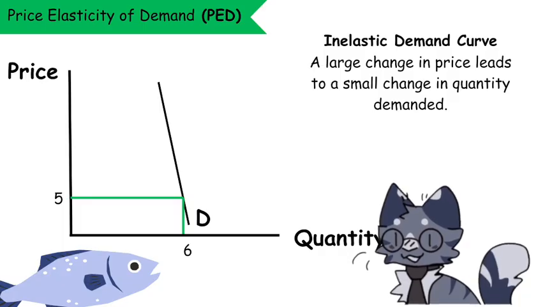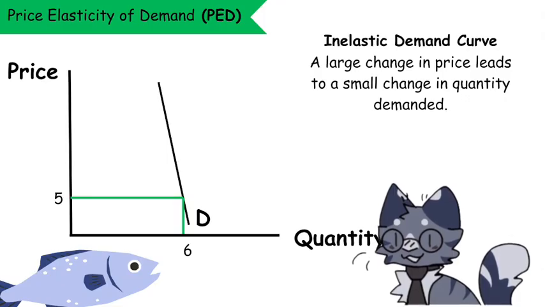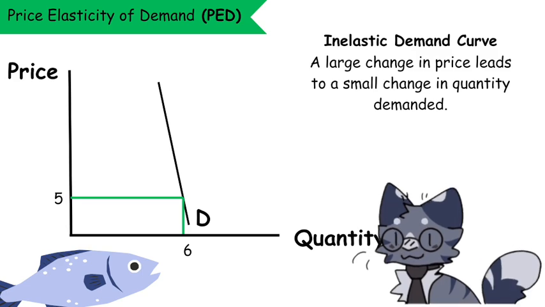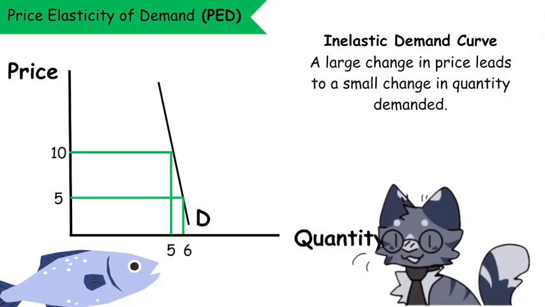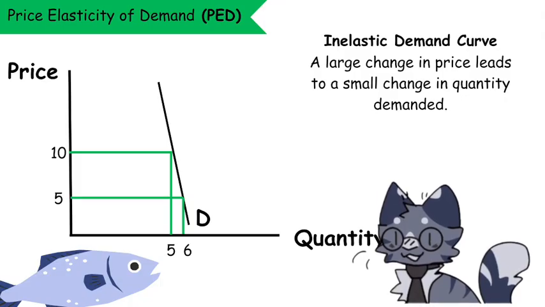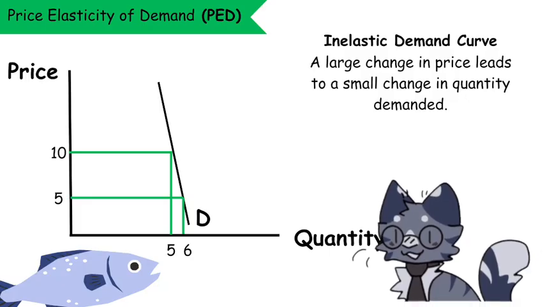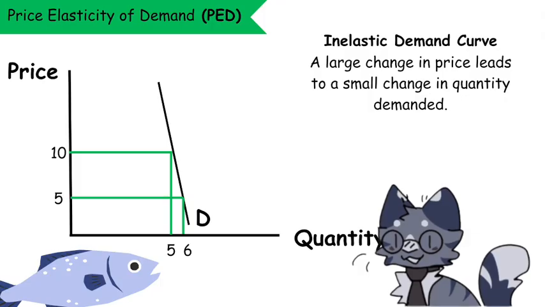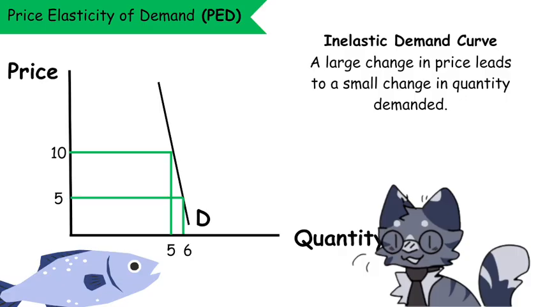Now, if you look at the diagram at the price of $5, there will be 6 units of quantity demanded. Now, let's see what happens if I raise this price. Okay, now the price has risen by 5 extra dollars, making it $10, but the quantity demanded has only decreased by 1 unit, which means that the quantity demanded is not that responsive to a really large increase in price, making this demand curve inelastic.